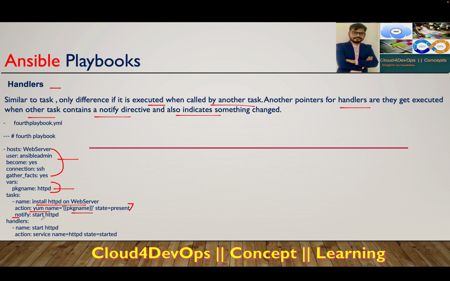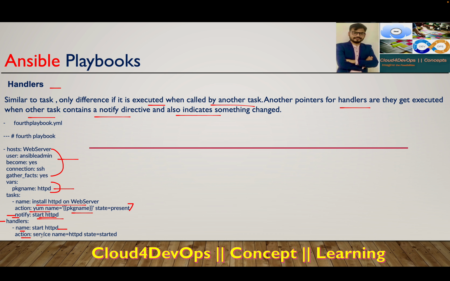I have added something called notify start httpd and added a handler over here. In handler, I'm using name. So whatever name you are giving in the notify part, start httpd, you have to use the same name in the handler section. Otherwise, it will not get notified or understand what exactly you are trying to do, and ultimately your playbook execution will fail.